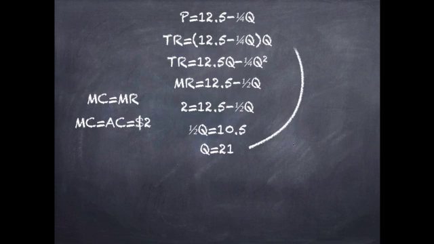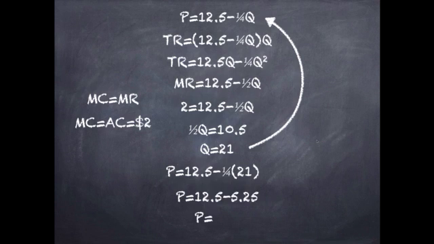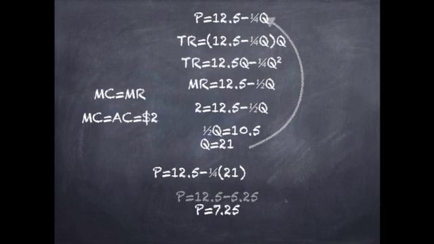I can put that quantity back into the inverse demand function in order to get the price, which I did right there. You multiply that through and solve for P, and what do you get? You get a price of 7.25. So we have a quantity of 21 and a price of 7.25 when we don't have a shipment ban and we have to treat the two countries as one marketplace instead of two distinct marketplaces.